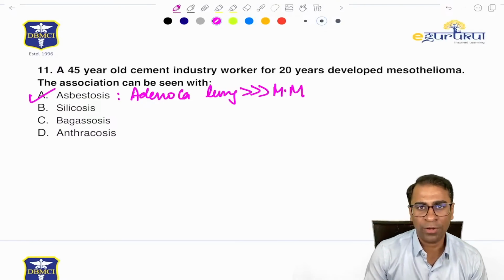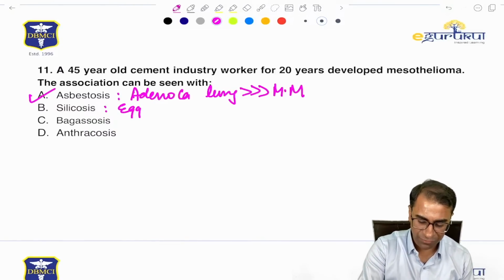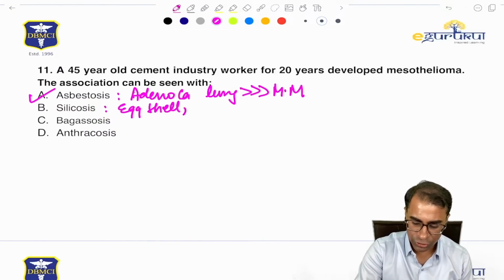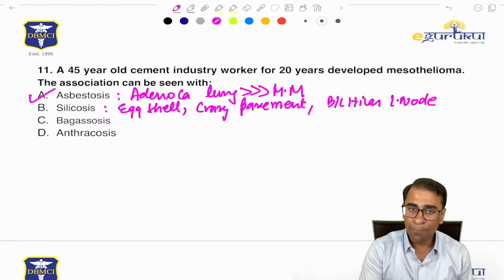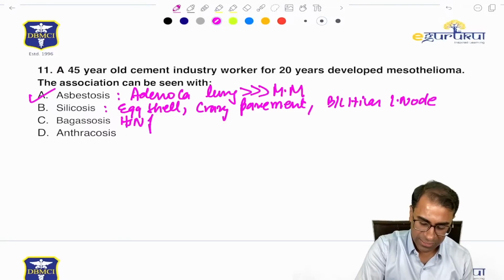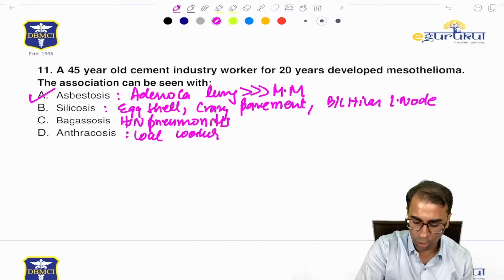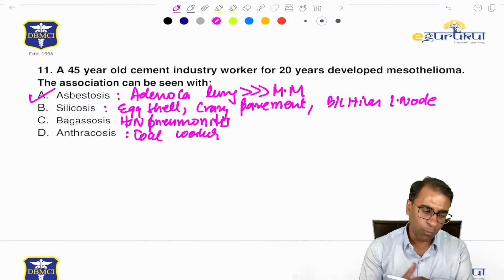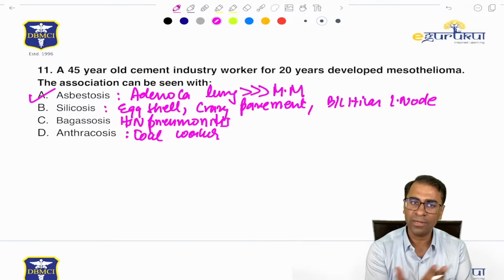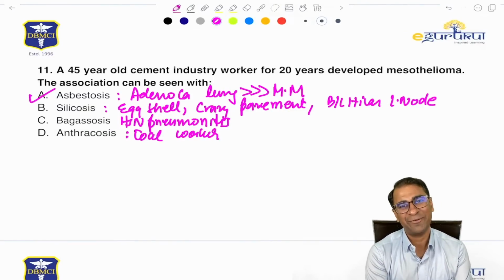In silicosis, what are the important findings? It shows eggshell calcification on the X-ray. It shows crazy paving appearance on CT imaging. It shows bilateral hilar lymph node enlargement. Bagassosis basically is a hypersensitivity pneumonitis. Anthracosis is basically coal worker's pneumoconiosis, which shows coal macules and coal nodules. More specific can be mesothelioma, but more common in asbestosis is actually adenocarcinoma of the lung.